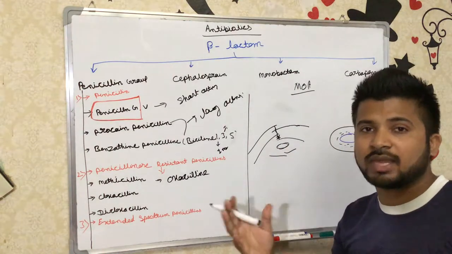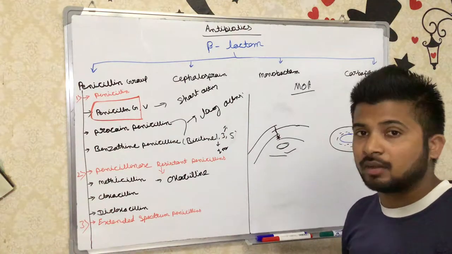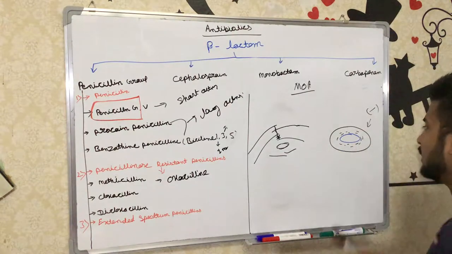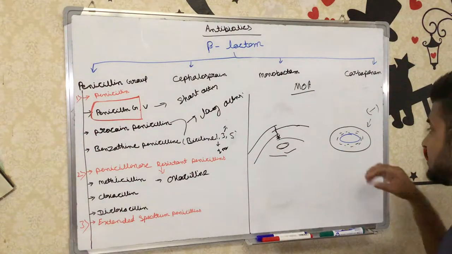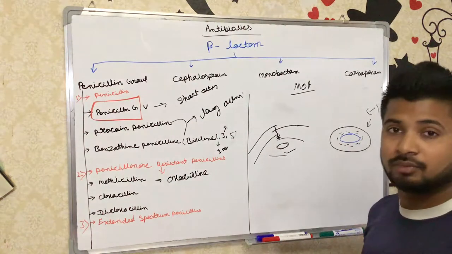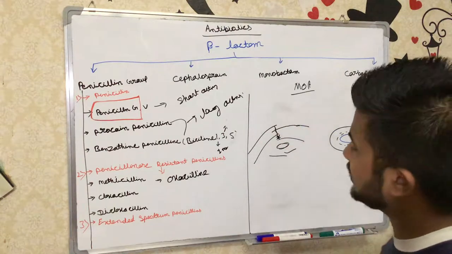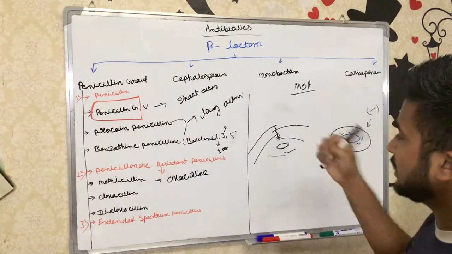So it will swell, and eventually it will be destroyed, or we can say it will die. That is the main mechanism. The same thing applies in gram-negative bacteria, but it is even more protective. Why? Because it has another layer, lipopolysaccharide. In gram-positive bacteria, there is no extra layer, so any drug can kill them.